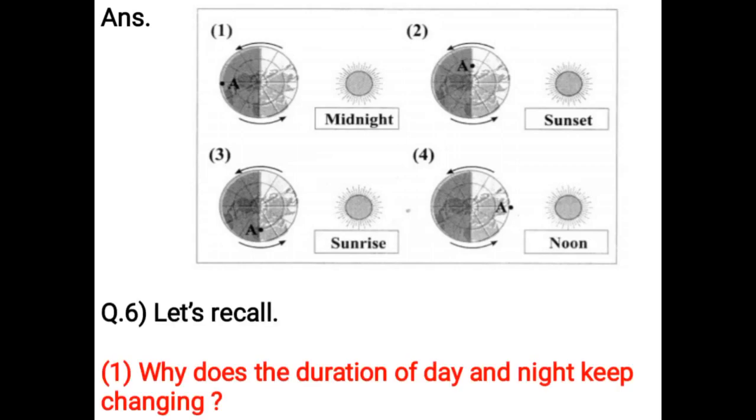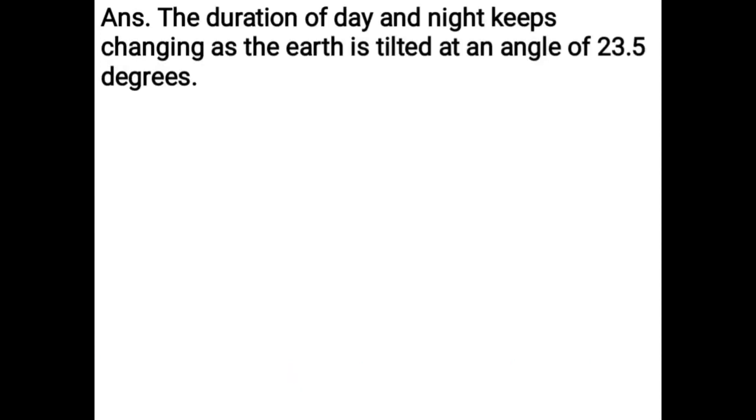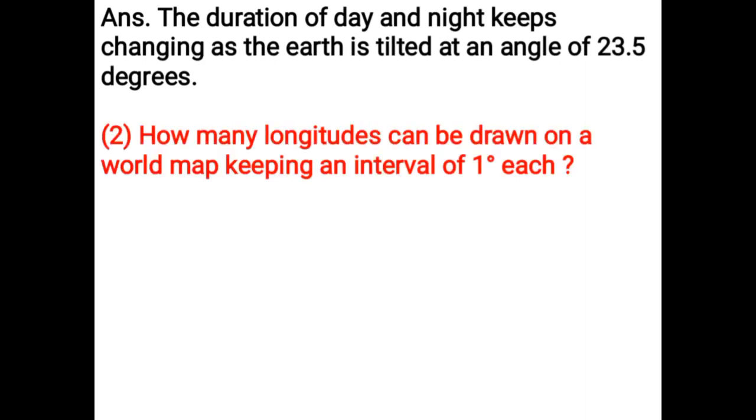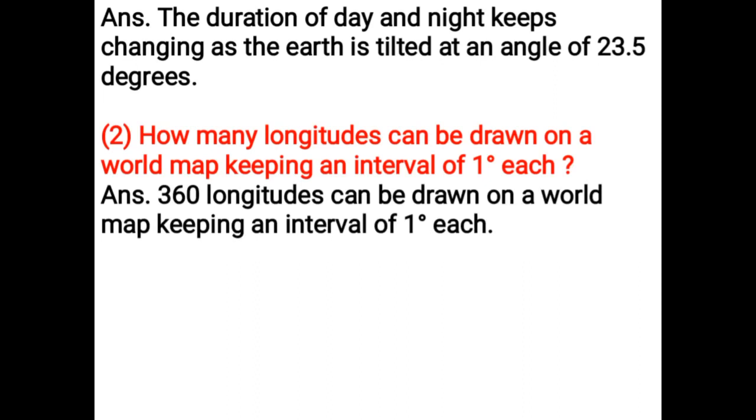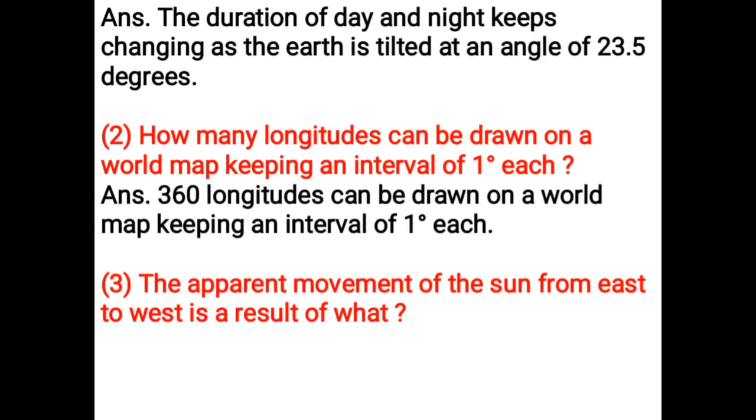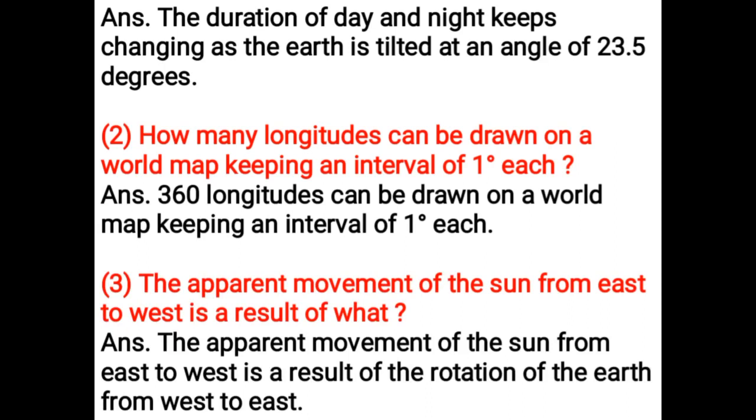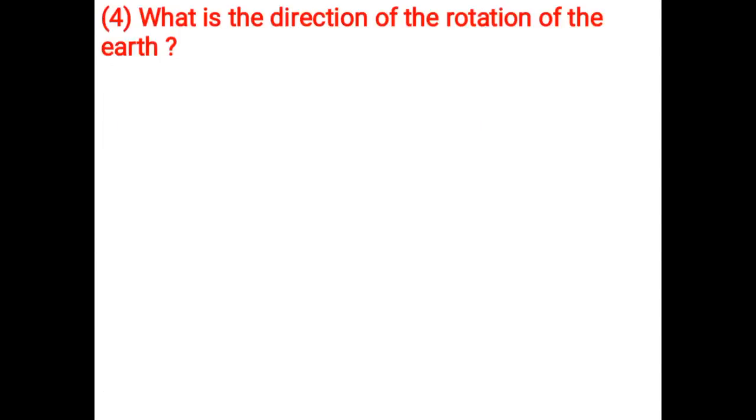Let's recall. Why does the duration of day and night keep changing? The duration of day and night keeps changing as the earth is tilted at an angle of 23.5 degrees. How many longitudes can be drawn on a world map keeping an interval of 1 degree each? 360 longitudes can be drawn on a world map keeping an interval of 1 degree each. The apparent movement of the sun from east to west is a result of what? The apparent movement of the sun from east to west is a result of the rotation of the earth from west to east. What is the direction of the rotation of the earth?